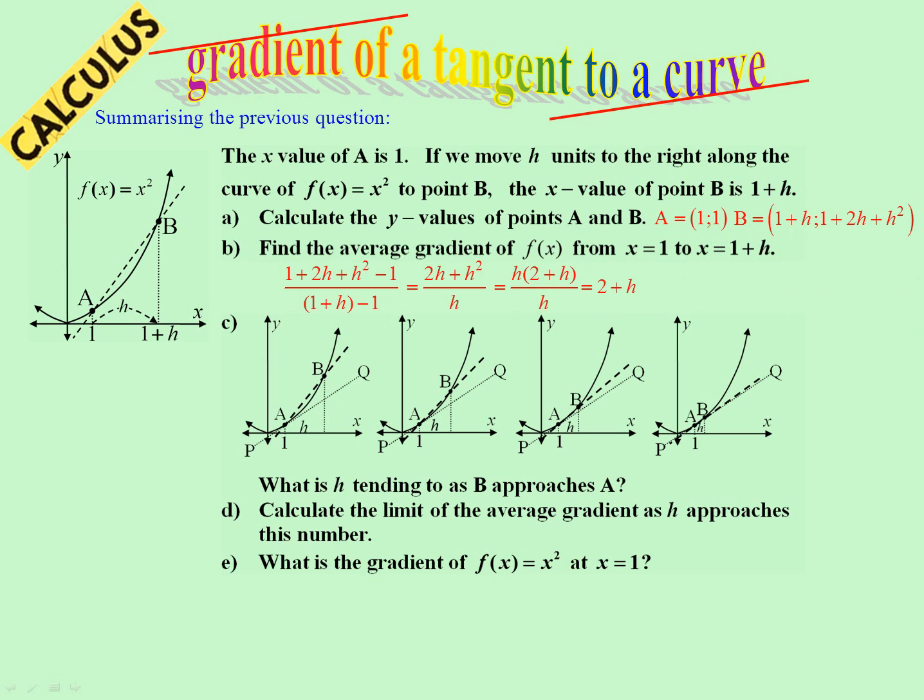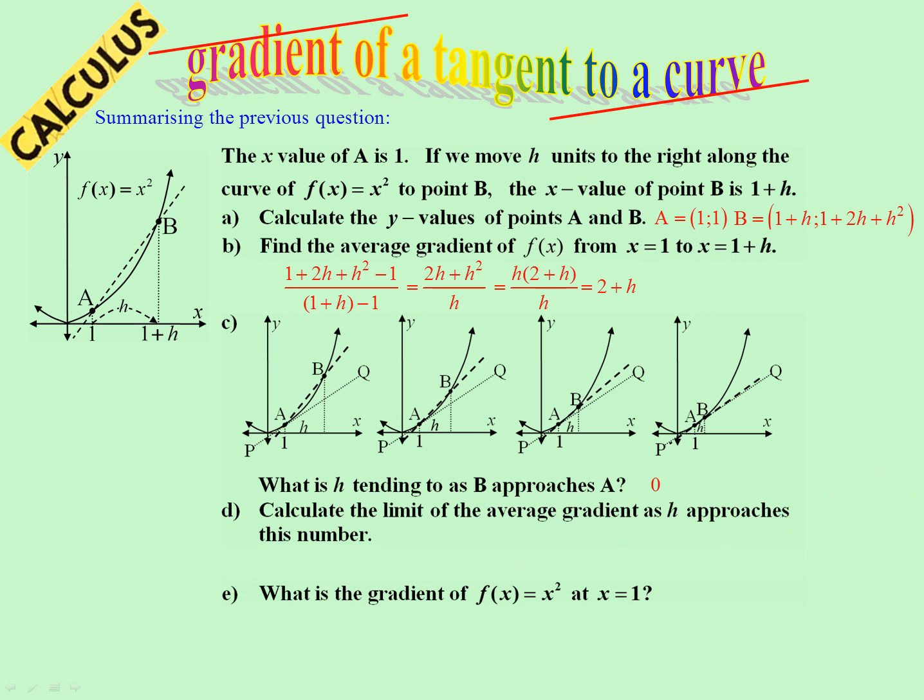Simplifies to 2 plus h. What is h tending to as B approaches A? 0. Calculate the limit of the average gradient as h approaches this number, as h approaches 0. So we substitute 0 for h and it's 2. What is the gradient of f(x) equals x squared at x equals 1? Well, we're going to take that limit.